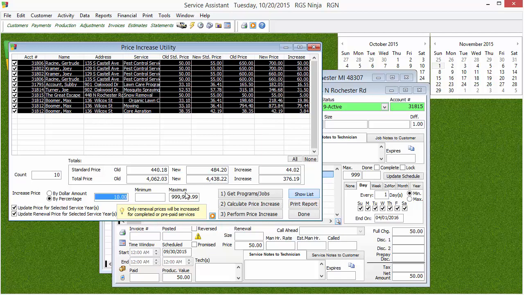But you know what? Again, I want 4,500. So I'm going to go through, let's see what a 12% increase is going to do. Calculate Price Increase. There we go. We're a little bit over, but I'm okay with that. Once everything looks good, then we can hit the Perform Price Increase.